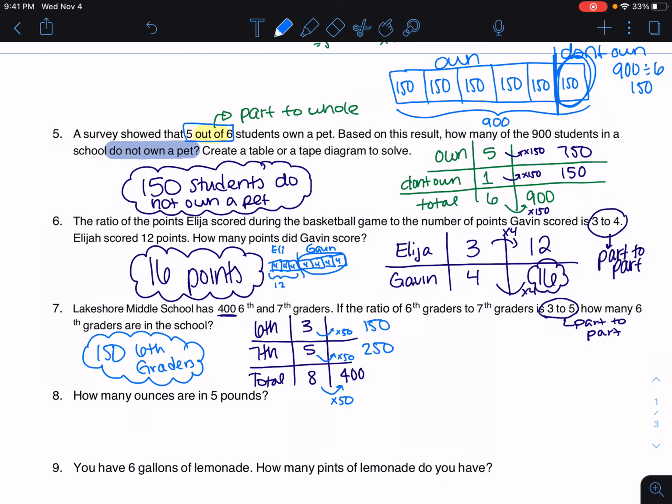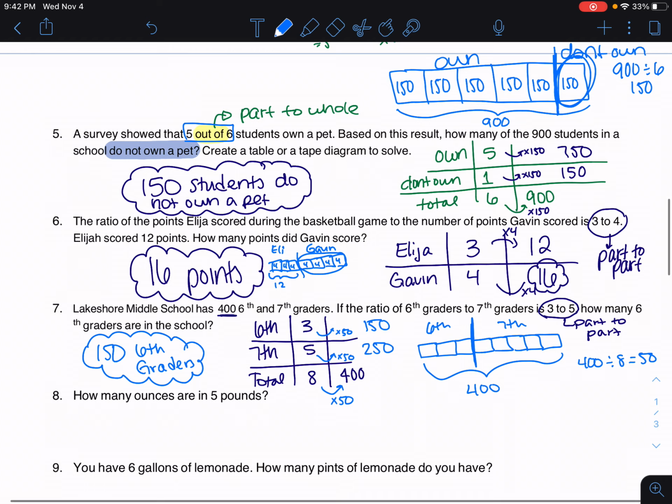For number 7, if I want to do a tape diagram, I'm going to have 8 boxes altogether because my part-to-part tells me that this side has 3. So that's going to be my 6th graders. And then my 7th grade side has 5. The total number of students is 400. So again, I'm dividing that over 8 boxes. So 400 divided by 8 is 50 students per box. So 50 all the way across.